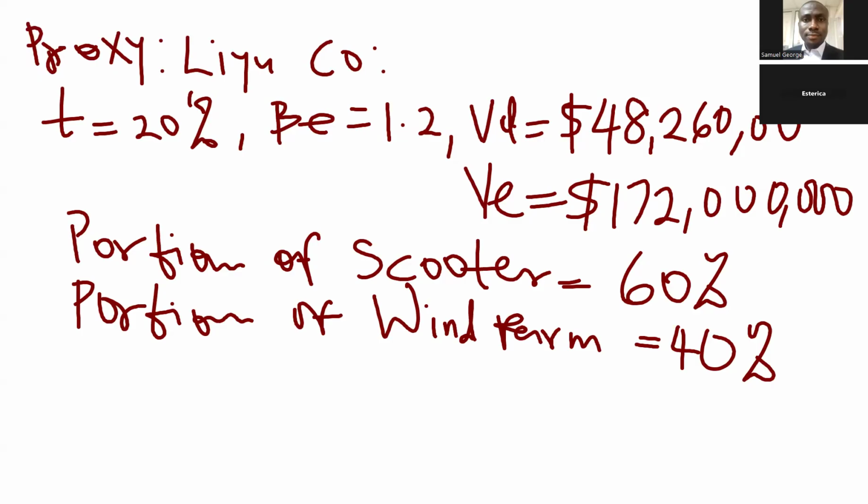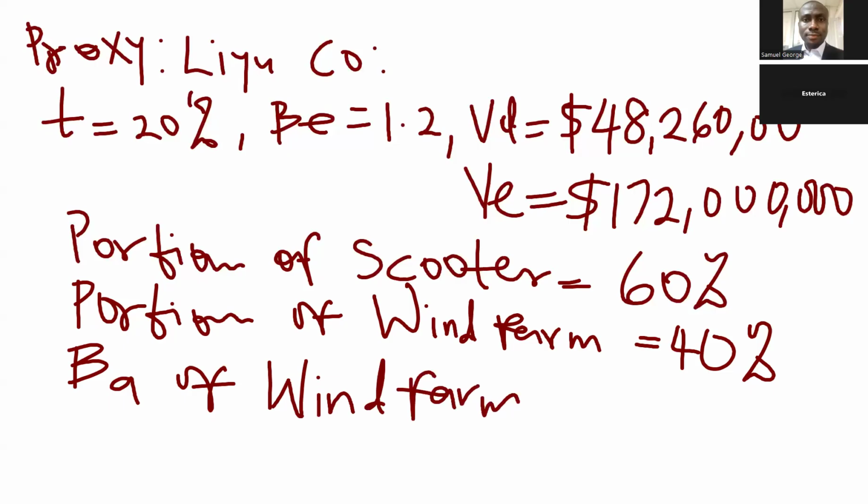Now, since Liyuko and Sanwen-Yuko do the same thing, wind farm equipment manufacturing, and we have gotten the beta asset from Sanwen-Yuko, the beta asset of the wind farm industry can also be applicable to Liyuko. So that's why we say the beta asset of wind farm is equal to 1.11. That's what we got from there.